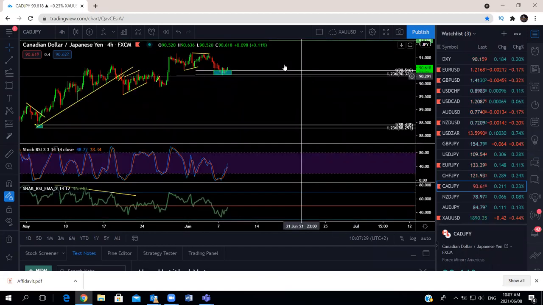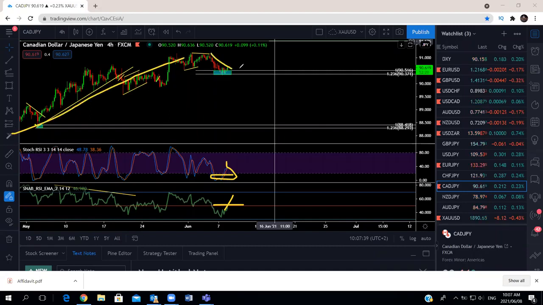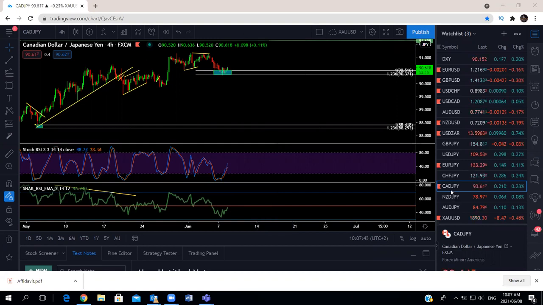We see that the RSI is just below 50, but we want to see this break above 50. We are already at the bottom and we know we are in a bullish trend. So that is a likely move to happen here. From the blue box, CAD yen is a trade setup. We'll upload these on the website as well.